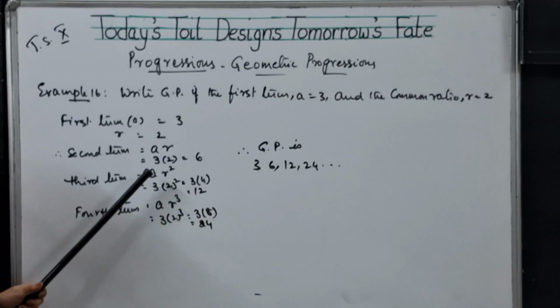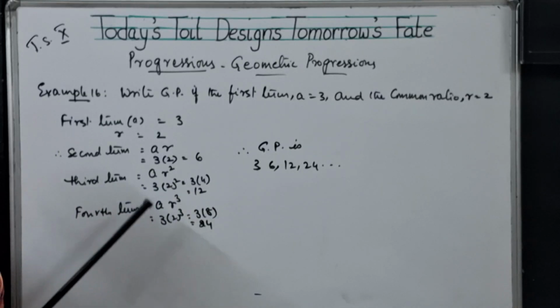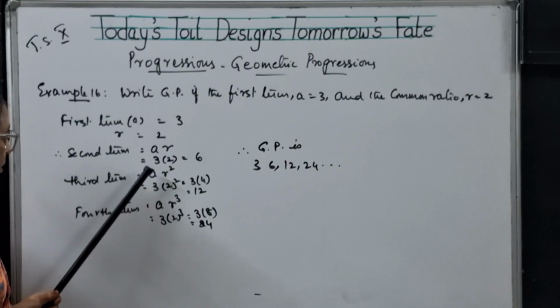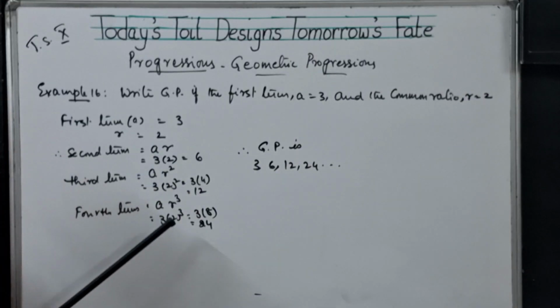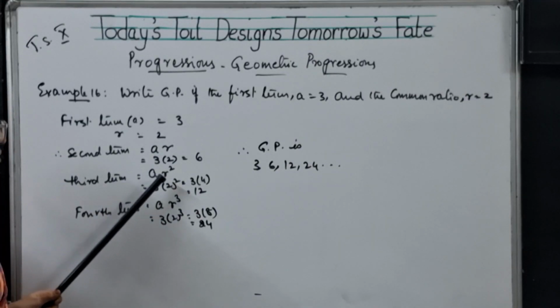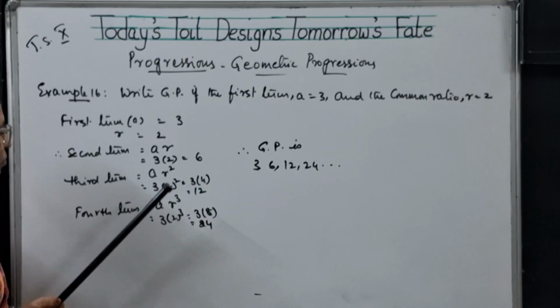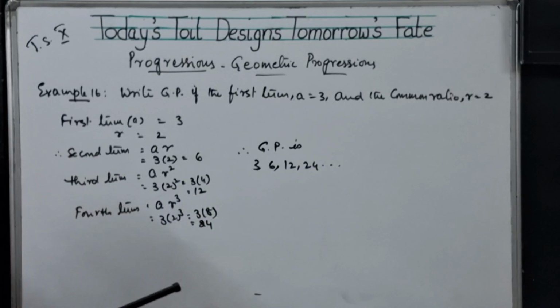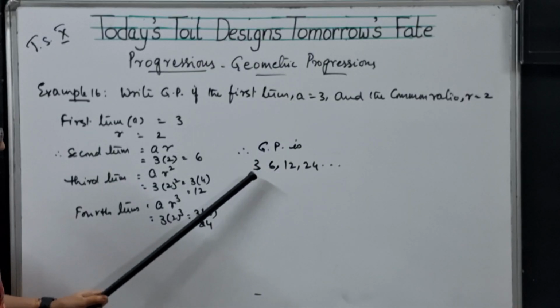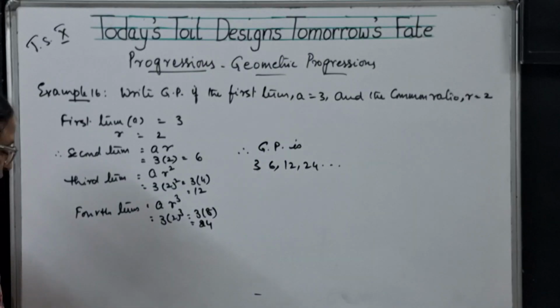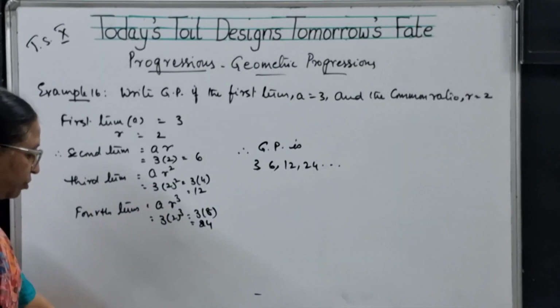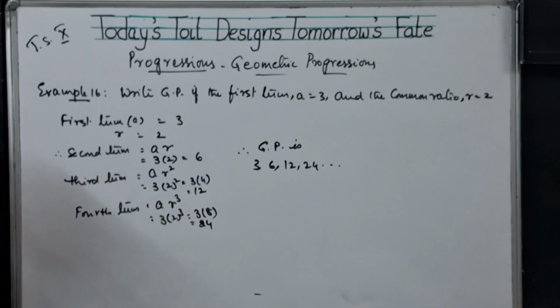And the fourth term is A into R cube, because third term into R is fourth term. Third term AR square into R is AR cube. So 3 into 2 cube, that is 3 into 8, 24. So GP is 3, 6, 12, 24, and so on. This is the answer for this problem, children. Please note it out.